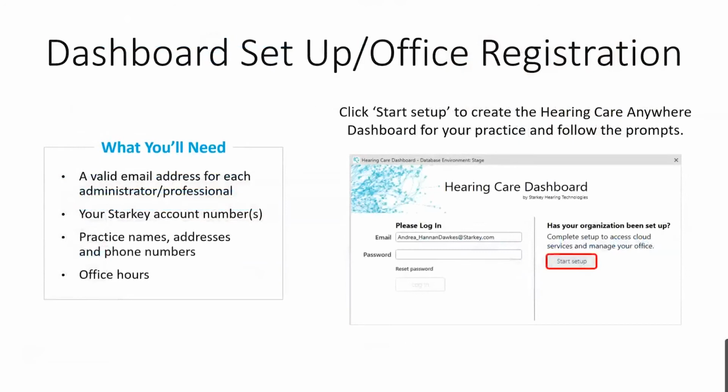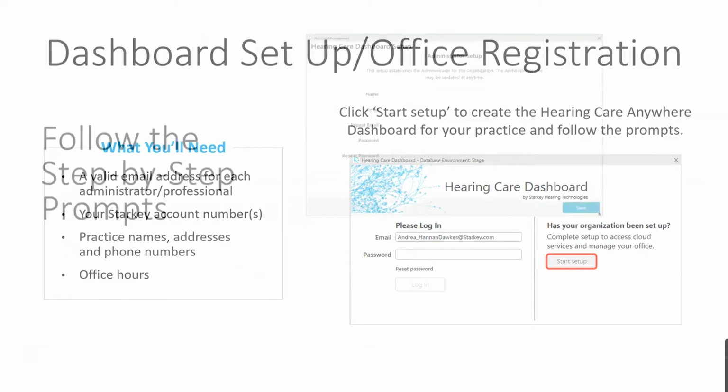If you haven't yet set up your Hearing Care dashboard, it will give you the option to start the setup process. In order to set up the Hearing Care dashboard, you must have a valid email address, a Starkey account number, and then it will give you the ability to add your practice name, address, phone number, office hours, and so forth. So when you're ready, you'll just click to start the setup process.